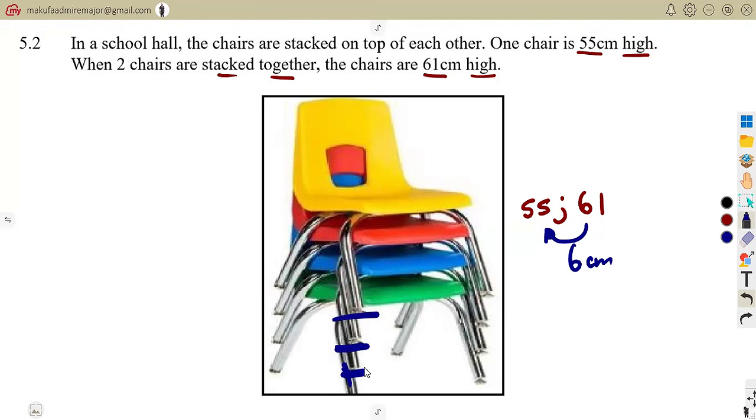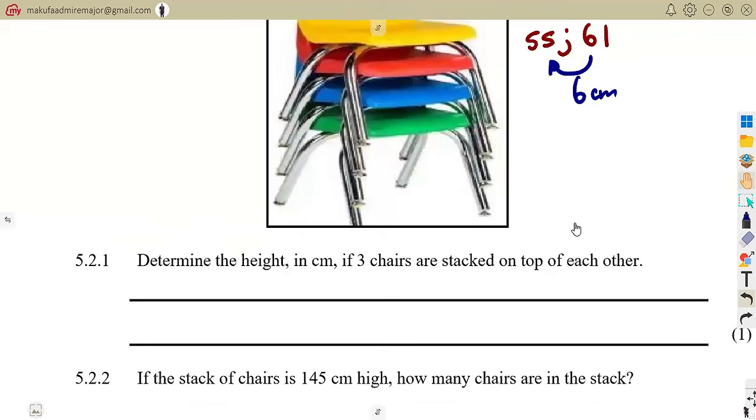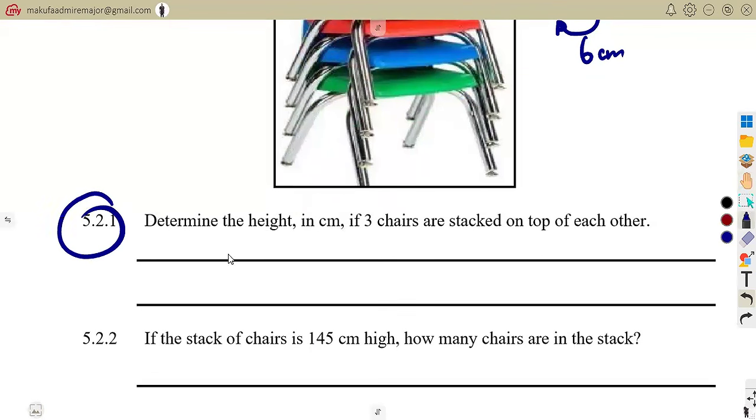From one chair to another, there's a difference of 6 centimeters. That is what it means. So the question now is that, determine the height in centimeters if 3 chairs are stacked on top of each other.